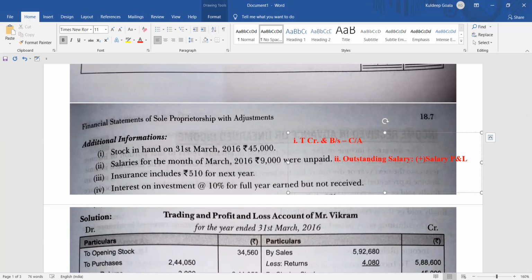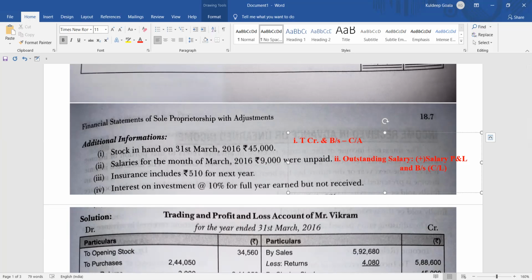And second time what will happen, this will be shown in the balance sheet as current liability. बैलेंस शीट का करंट लाइबिलिटी दिखाया जाएगा, because we are supposed to pay, we have not paid it, right. So that will be coming as balance sheet current liability. So two things we have got.